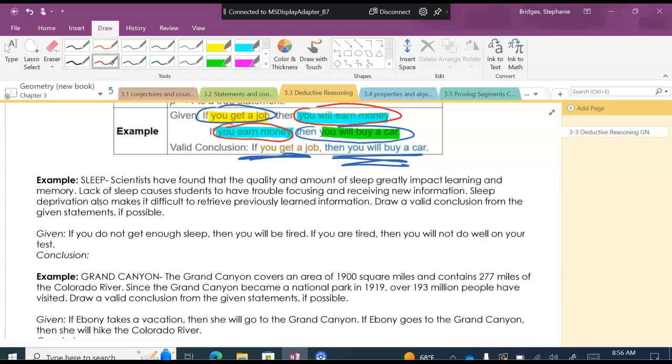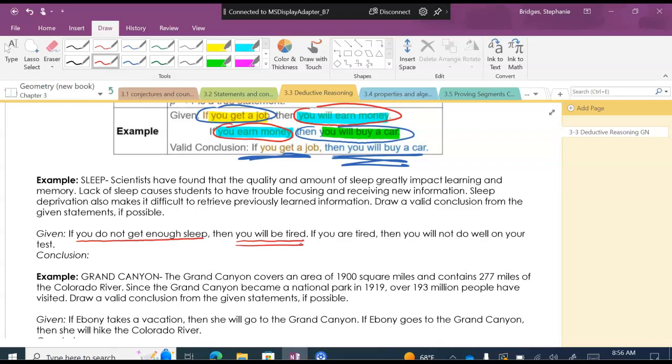All right, what's the hypothesis? If what? If you don't get enough sleep. Okay. And then my conclusion would be, then you will be tired. Okay? That's my first statement. I highlighted my hypothesis and conclusion so that I can pay attention to those. Then my second sentence, if you are tired, then you will not do well on your test.